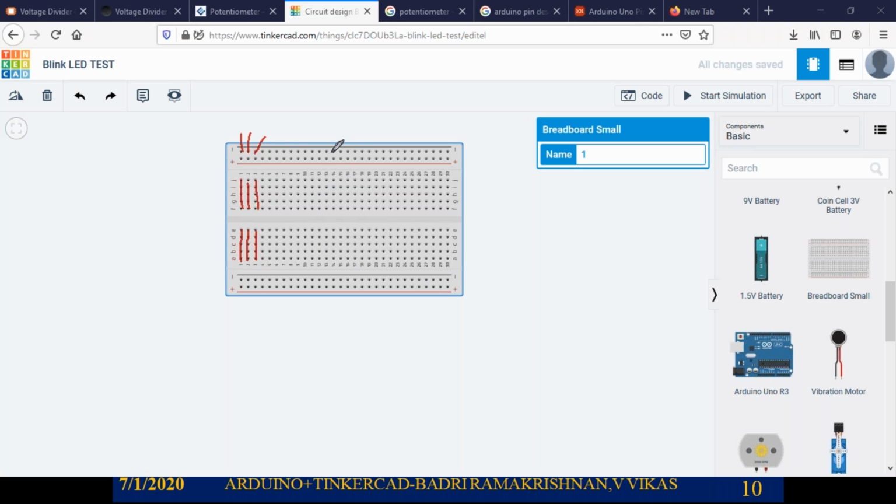That means there are 4 horizontal lines which are interconnected, and we have 30 here, 30 here. In these 30 vertical lines, we have 5 connections which are interconnected. Okay, that is how a breadboard works.